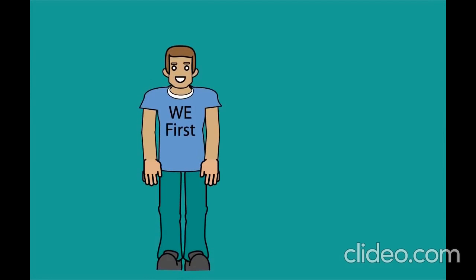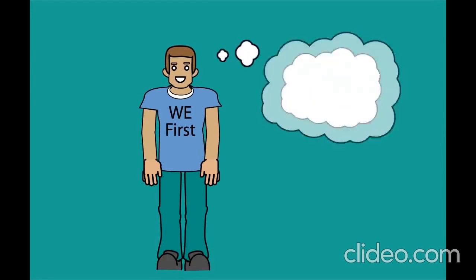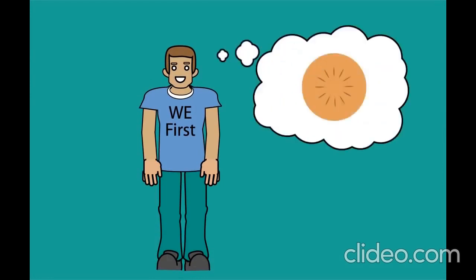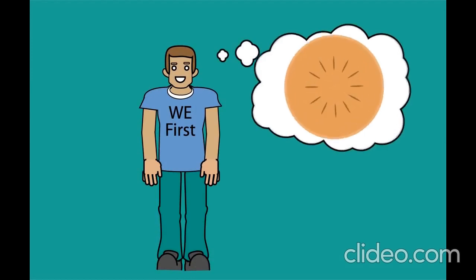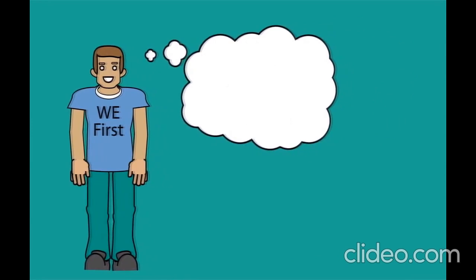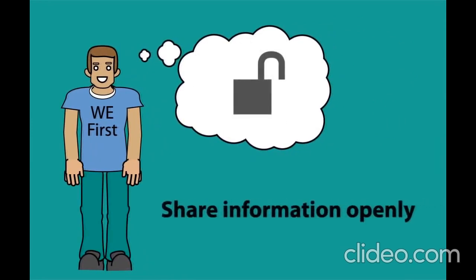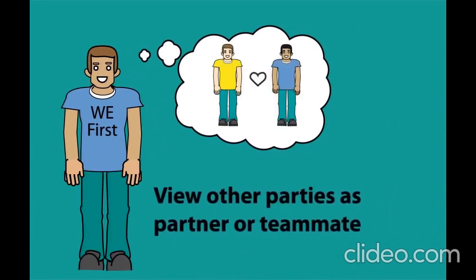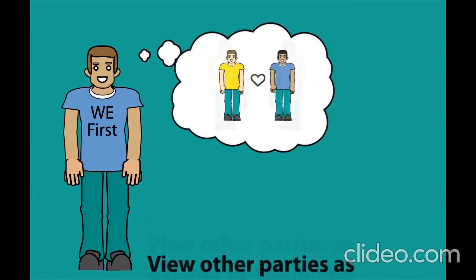Integrative bargaining emphasizes joint gains. By engaging in cooperative problem solving, the goal of integrative bargaining is to expand the pie so there's more for everyone. Integrative bargainers tend to share information openly and view other parties as a partner or teammate.